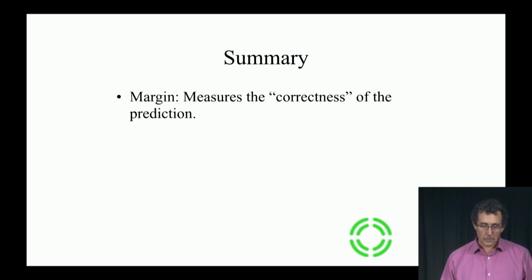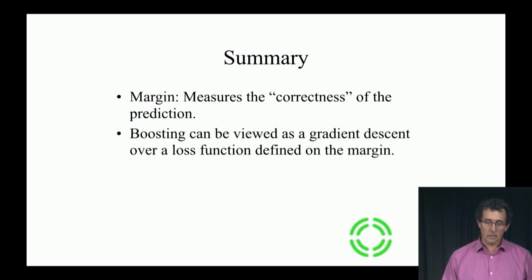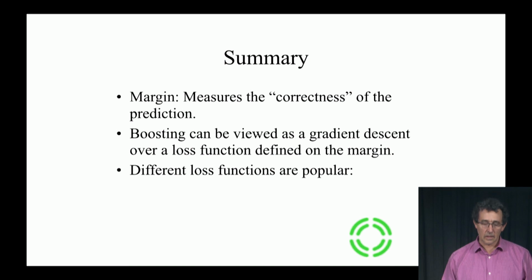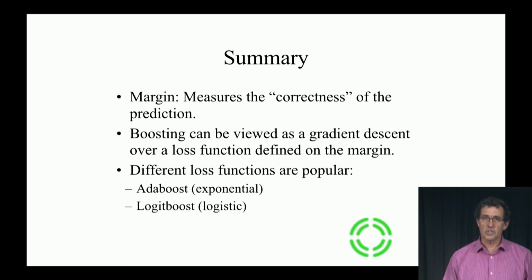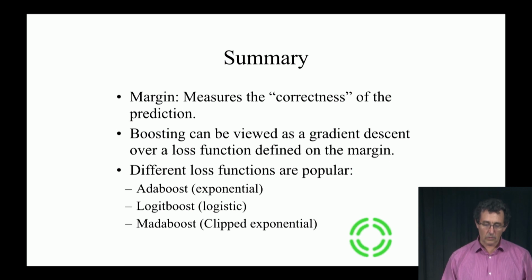So to summarize, the margin measures the correctness of the prediction, and boosting can be viewed as gradient descent over the loss function that is defined on the margin. And there are various loss functions that are popular. There is AdaBoost that is exponential, LogitBoost that is a logistic function, and MadaBoost, which is basically clipped exponential for the weights. So each one of them has its own slightly different properties, but overall they all behave pretty similarly.